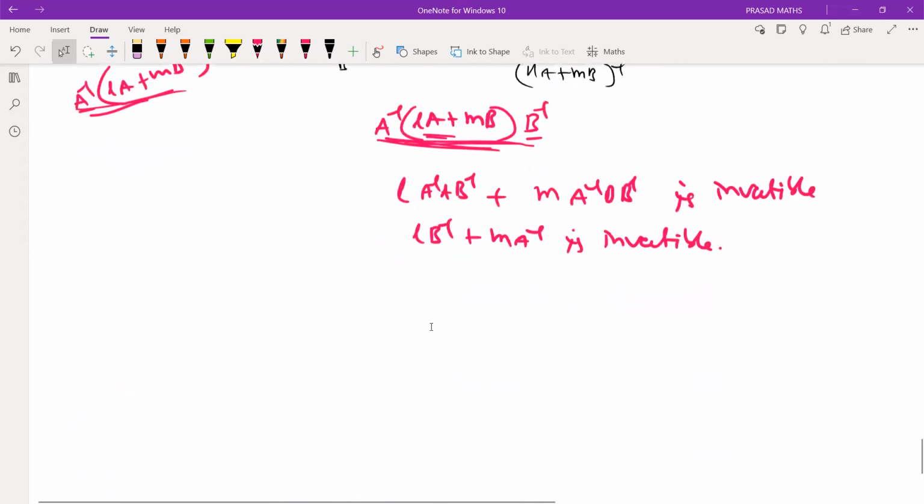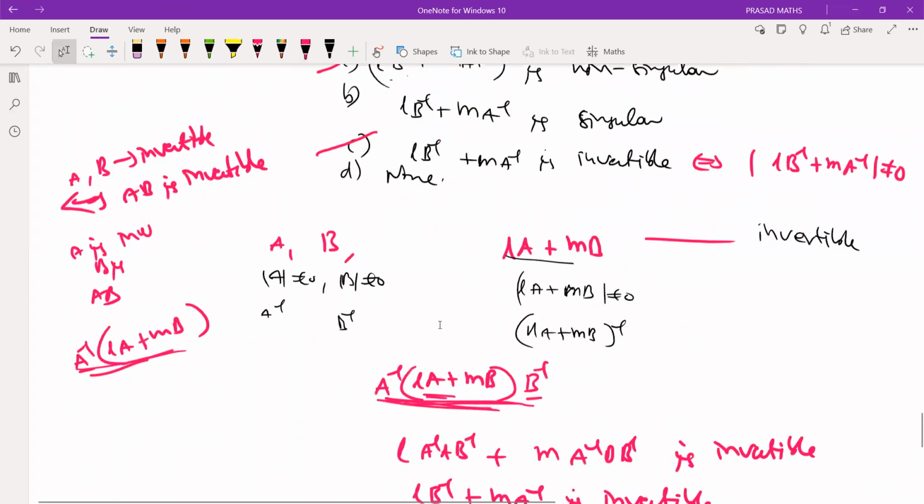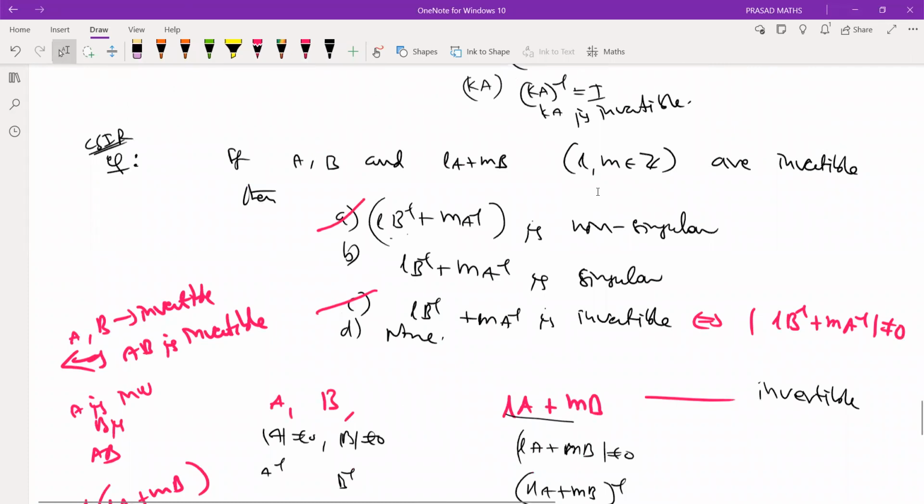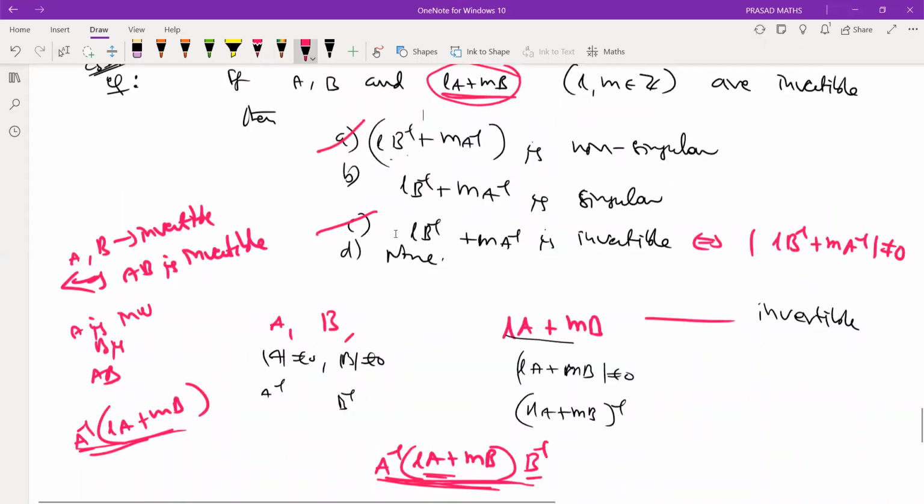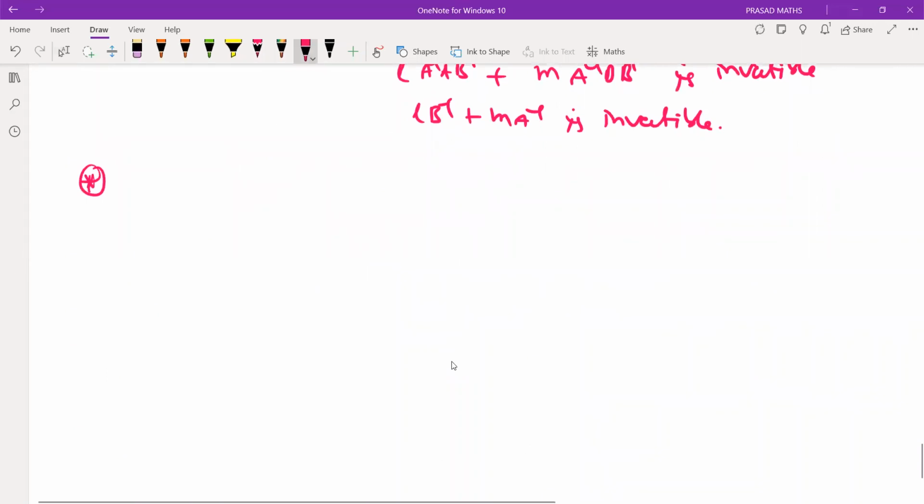Sir, L and M belong to Z. L and M are both integers. Suppose you take L equal to 0 and M equal to 0. But what is the given condition? LA plus MB is invertible. With L equal to 0 and M equal to 0, the condition fails, so take only values where the condition is true. In fact, L square plus M square is non-zero. That means L and M should not be zero simultaneously.